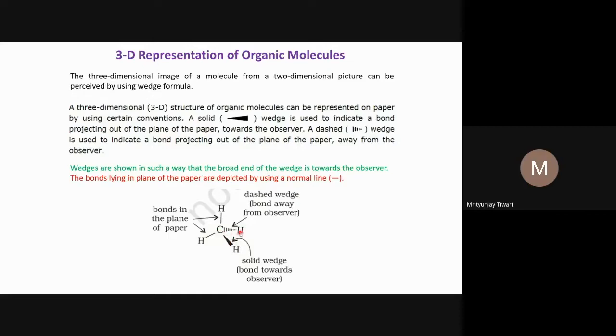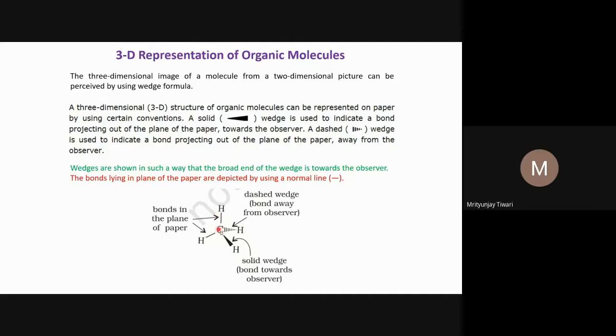In the case of this bond, this should be a dashed wedge, and the broad end should be at the carbon, because now the carbon atom is nearer to me than the hydrogen atom. This hydrogen atom is away, this carbon atom is on the plane, and this hydrogen atom is into the plane, so it has gone away from us. So the pointed end should be at the hydrogen atom, and the broad end of this wedge should be at the carbon.